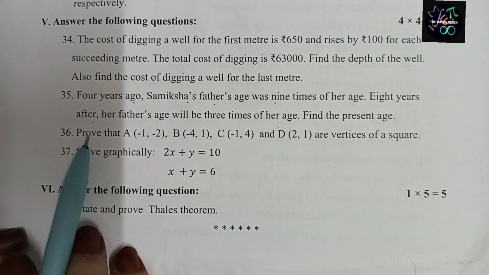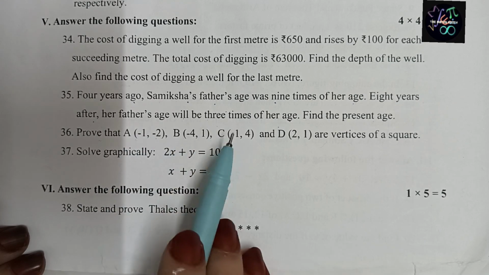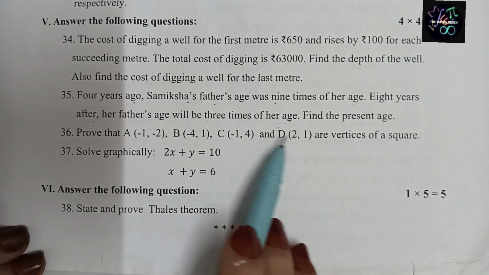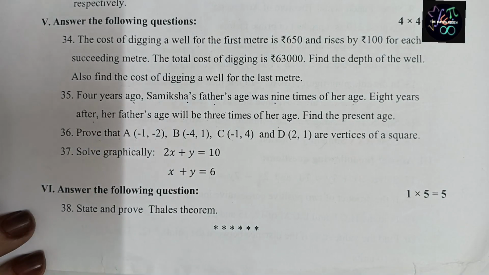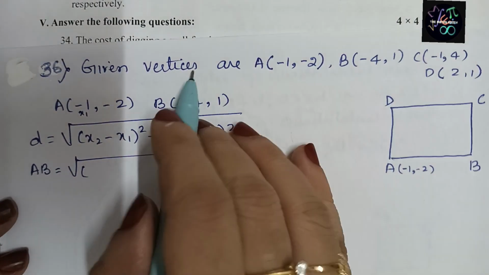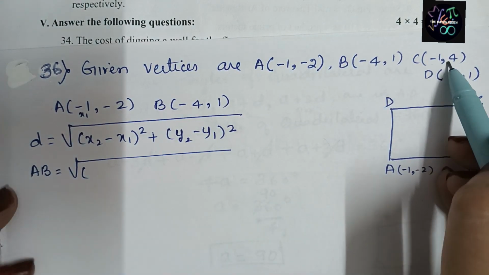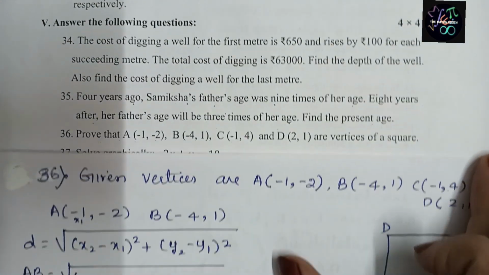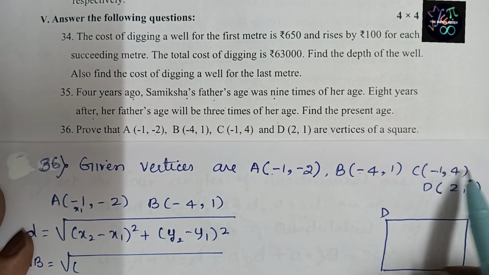So question 36 is: prove that A(-1, -2), B(-4, 1), C(-1, 4) and D(2, 1) are the vertices of a square. They have told us we have to prove this. Okay, let us start. Given vertices are A(-1, -2), B(-4, 1), C(-1, 4) and D(2, 1). Let us check once.